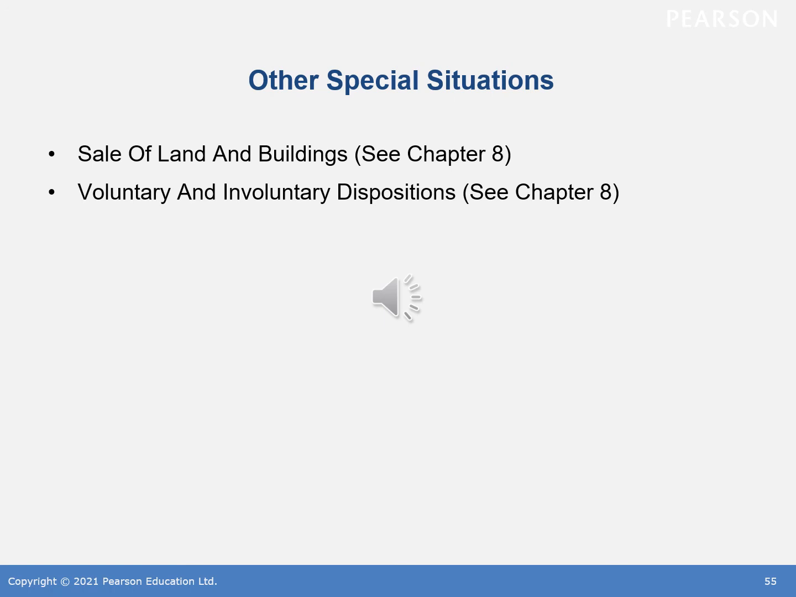A couple other situations which are discussed in Chapter 8 talk about the sale of land and buildings and other dispositions, whether voluntary or not.